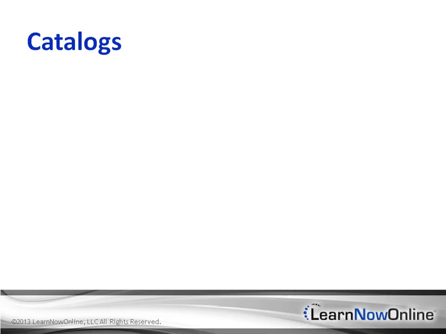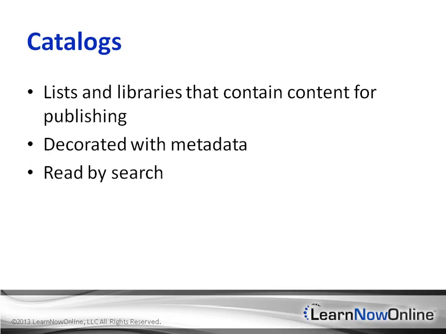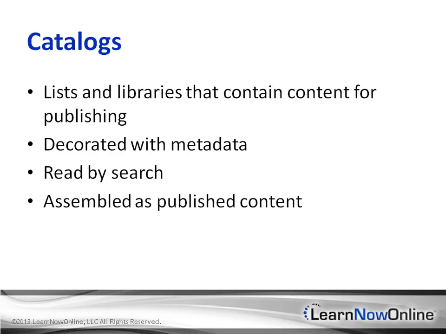Now, out of the box, or the normal case rather, for search-driven publishing is based on the concept of catalogs. And a catalog is a list or a library that contains content for publishing. And typically these are decorated with metadata so that you can read it with search based on whatever parameters that you want. And then it gets assembled by SharePoint as published content. There is a sample site that comes along with SharePoint 2013, which is the product catalog sample site.